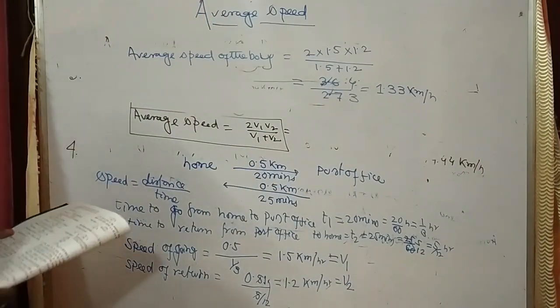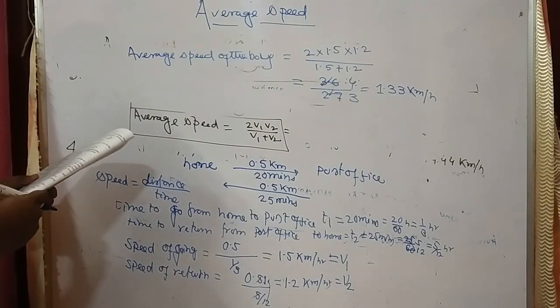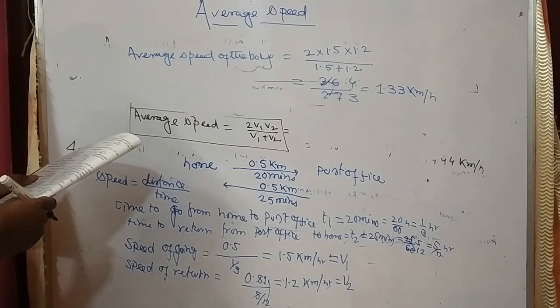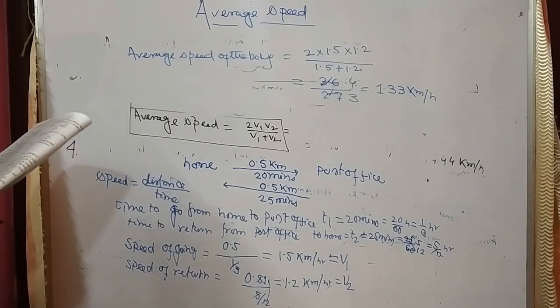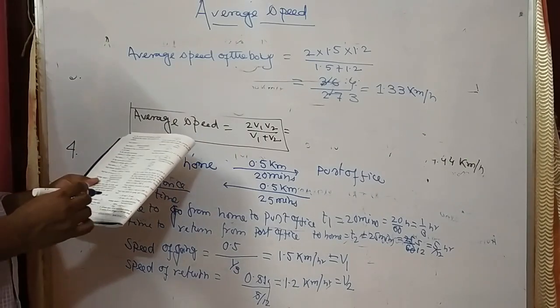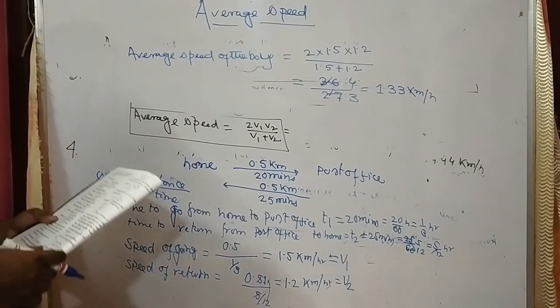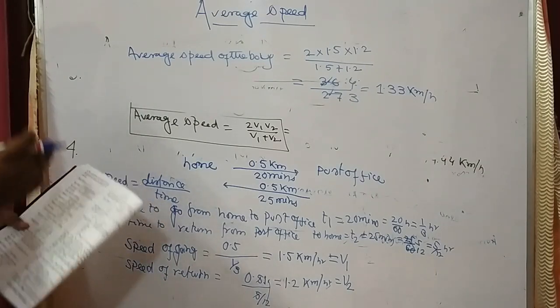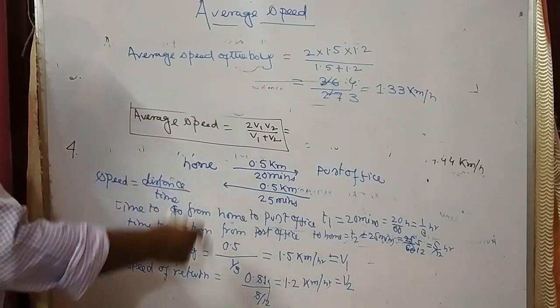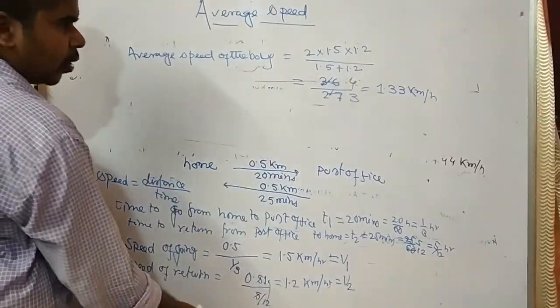Let's check whether our answer is correct or not. The average speed is the same, but here it is calculated as 0.37 meter per second. We have converted into kilometer per hour. That's why our answer is not coming, because here it is written in meter per second. Let's convert it into meter per second and see whether it comes.